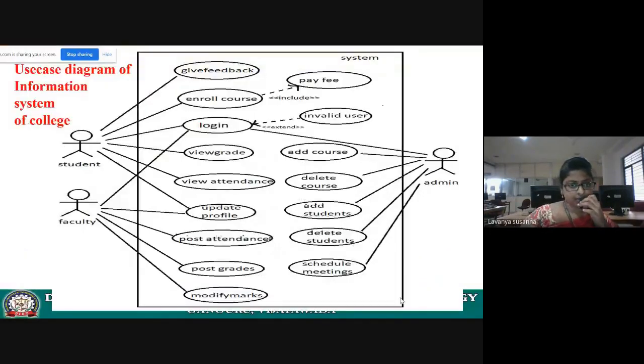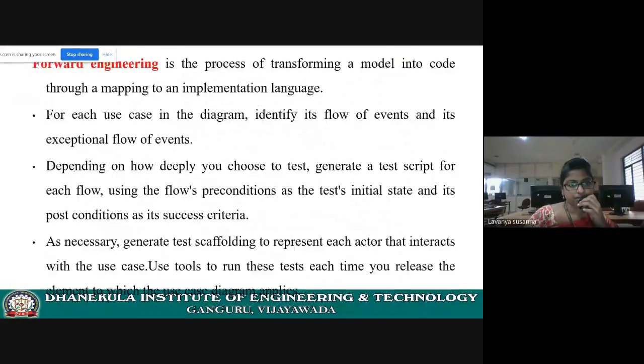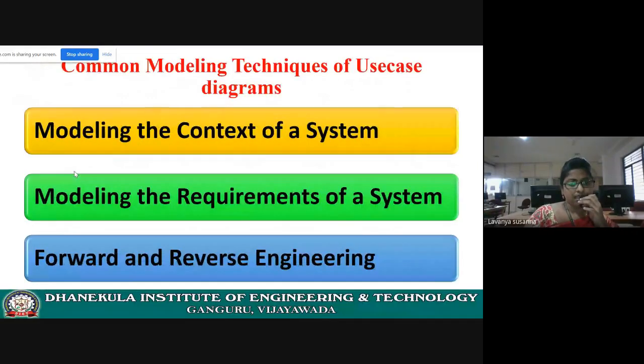Okay, the first modeling technique is completed. What is the first modeling technique? Modeling the context of the system. Now, coming to the next modeling technique, what is the next modeling technique? Modeling the requirements of the system. Okay, this is the second modeling technique.